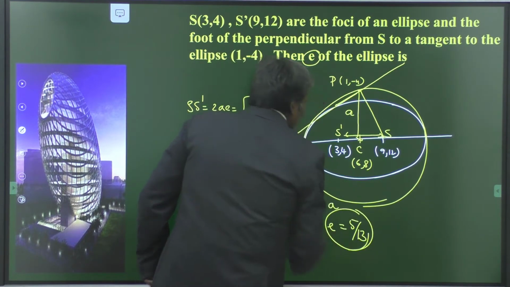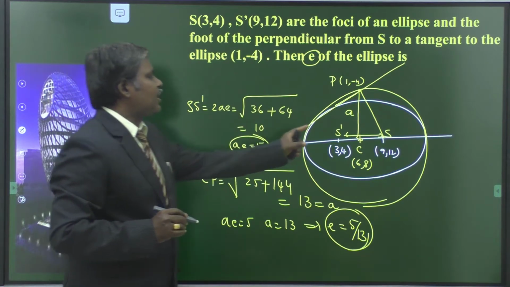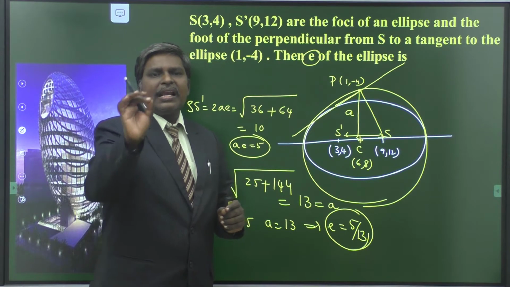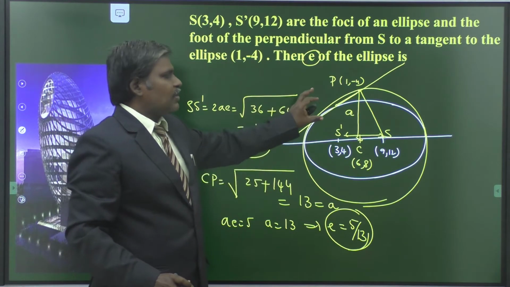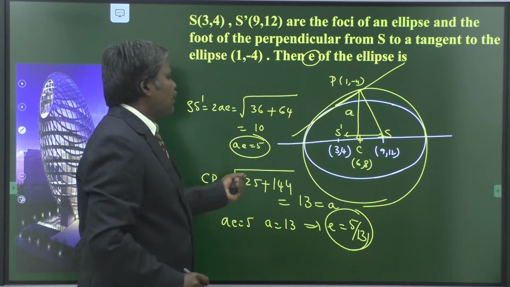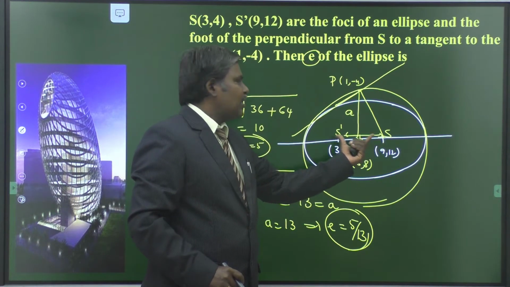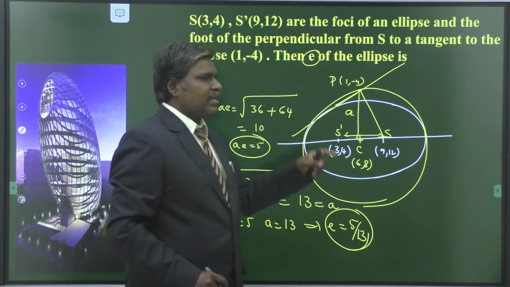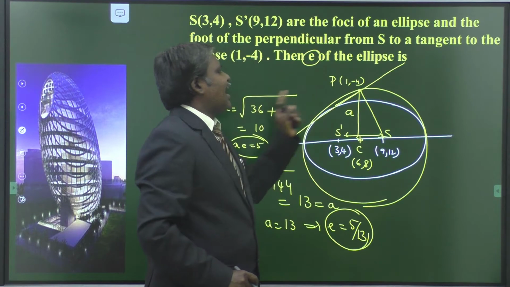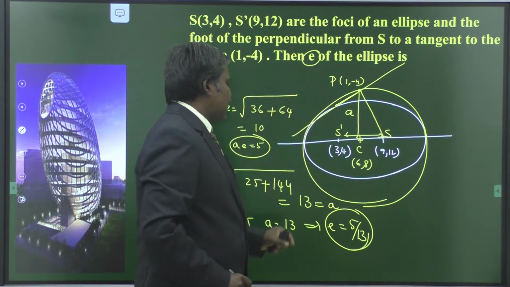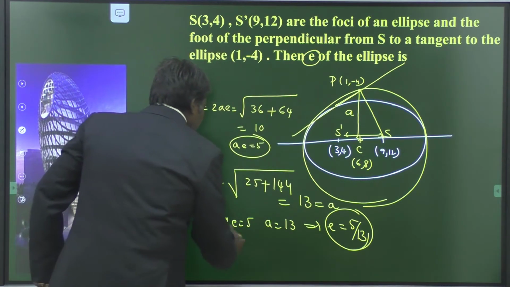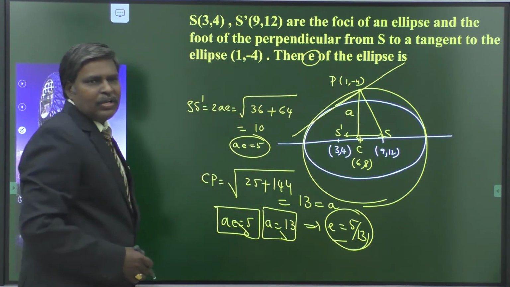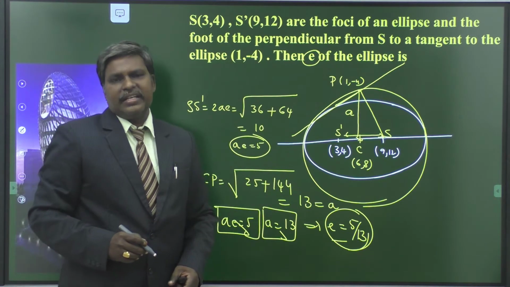So we have to identify that the foot of perpendicular drawn from a focus to any tangent must lie on its auxiliary circle. This is the one and only concept behind this problem. And the distance between two foci is SS', and the distance from the center to a point on the circumference of a circle is the radius. Here the circle is the auxiliary circle, so a is the radius of the circle. With the help of ae equal to 5 and a equal to 13, immediately we can achieve the value of e as 5 by 13. Understand?